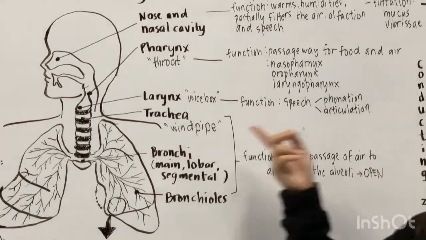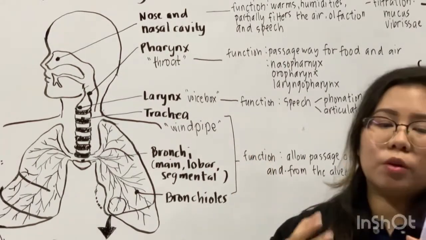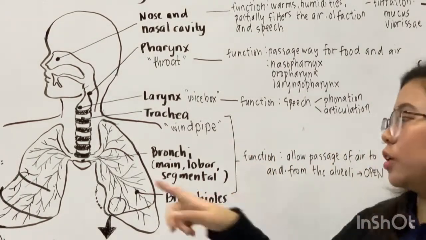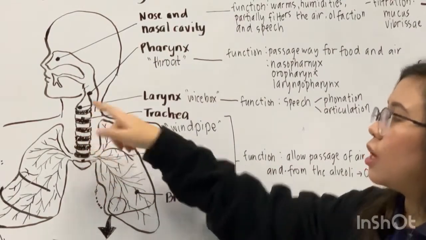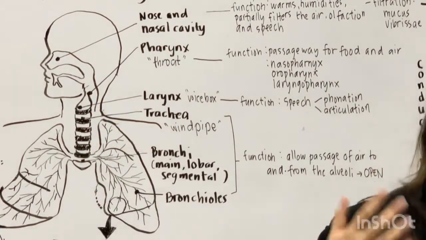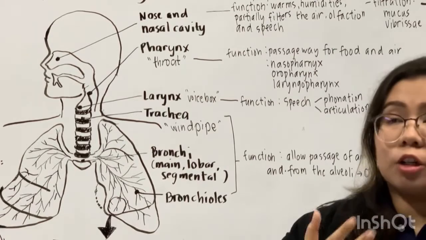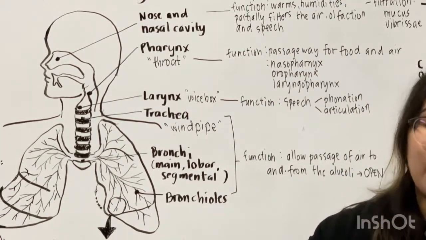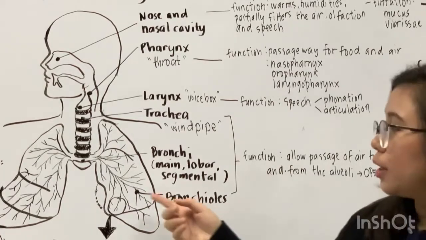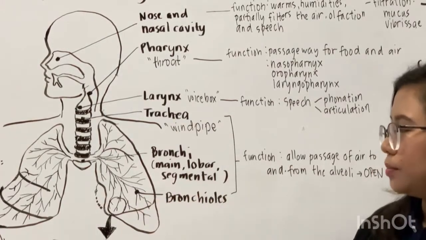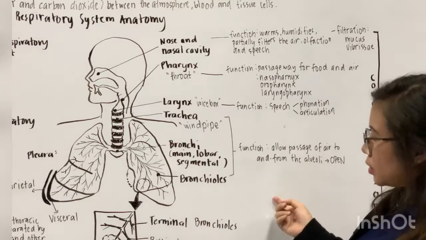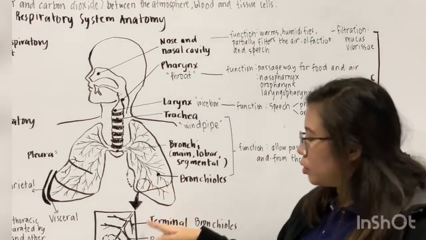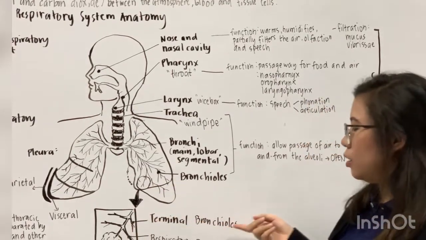Your trachea remains open because it has cartilage rings. These are your rings. Next, you have your bronchi. Your bronchi also have cartilage plates, and your bronchioles are open due to the pressure inside the bronchioles. Next, under your bronchioles, you also have your terminal bronchioles.